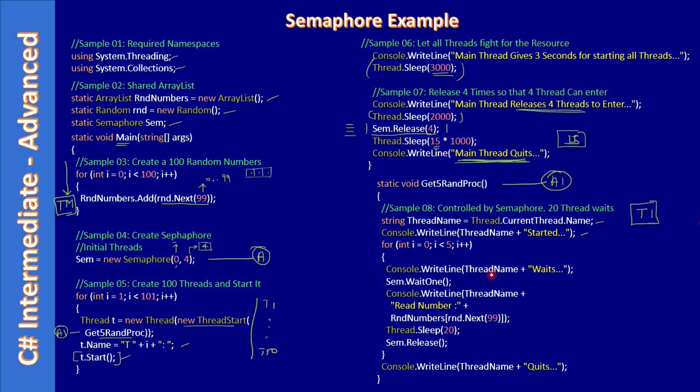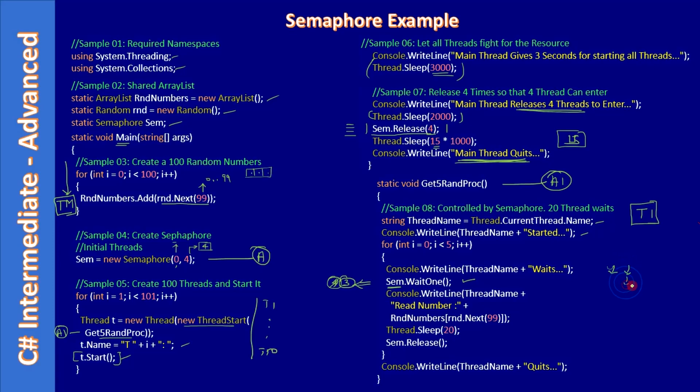Inside the loop we print the thread name, meaning T1 waits. From the semaphore we make a call to WaitOne. Since we are allowing 4 threads, this WaitOne will allow 4 threads. It keeps track of how many threads are using the shared resource. The shared resource here is the ArrayList. So if there are 4 threads already using it, the call will get blocked. Or if there are only 3 threads, then 1 will be allowed. So whoever is competing, there will be a race condition.